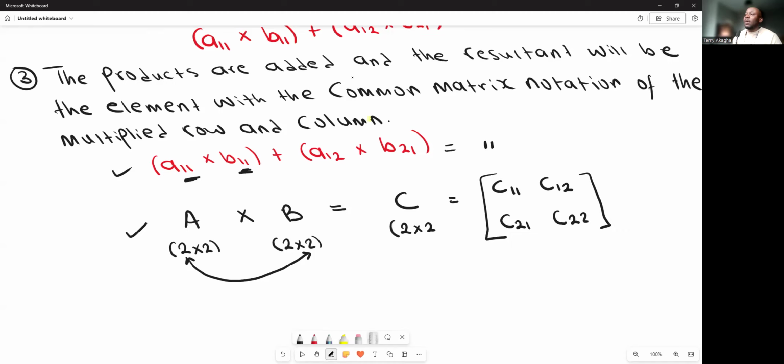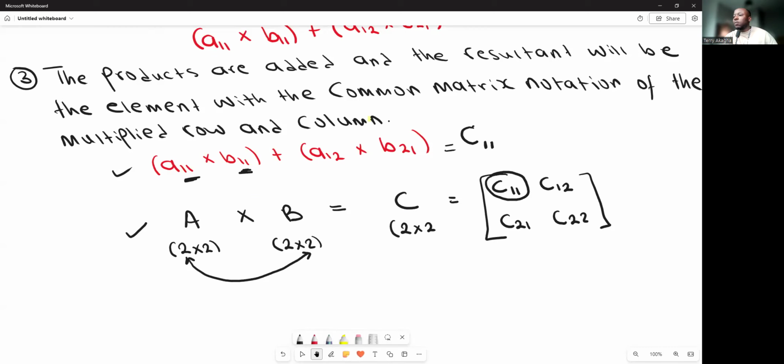So now what we are saying is that because this is a common notation here, the final answer you're going to have is going to be in the C11 region. So the answer you're going to get when you multiply this and add it, you're going to write here in the C11 region. All right? So you write it there in the C11 region.